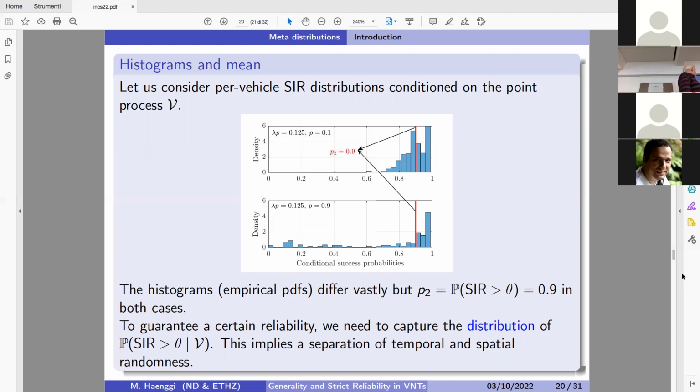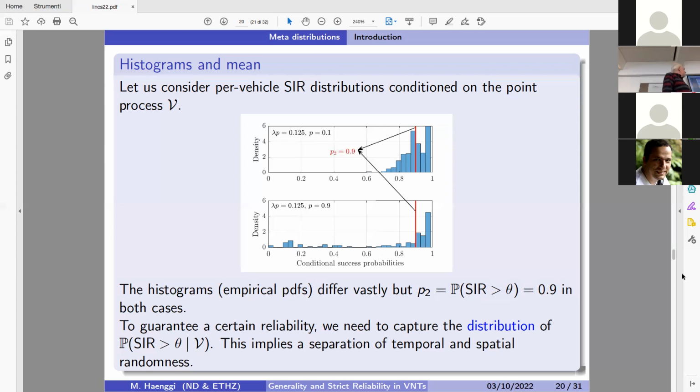If we keep lambda times p, but we change the transmit probability to 0.9, while of course reducing the vehicle density, we get a very different histogram. But the standard analysis gives us only one result, and that's the red line. Here, same thing, 0.9. But the behavior of the network is very different, no? Because here we can say, okay, pretty much every vehicle at least is 60% reliable. And here we have a good fraction of vehicles, now maybe 20%, that don't even achieve 0.6.